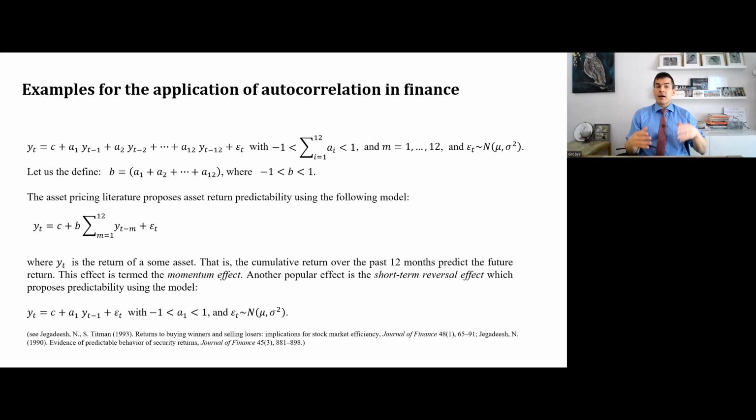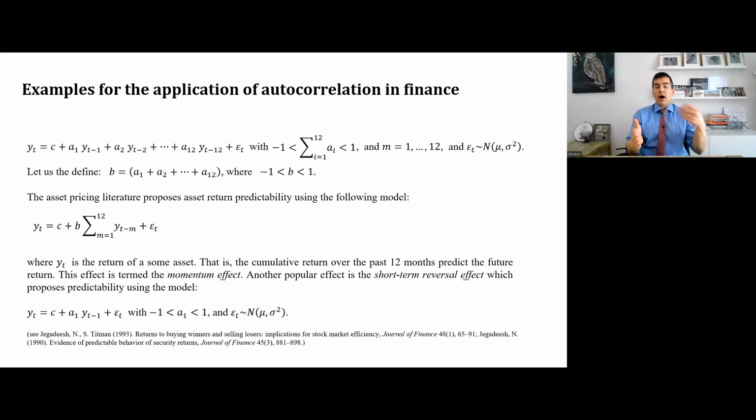Let's define the parameter b, and this is just the sum of the autoregressive parameters a1 plus a2 and so on until plus a12. And again, the absolute amount of the parameter b needs to be smaller than 1. In the asset pricing literature, there is a model proposed for return predictability, and this is what you see here: y_t equal to a constant, modeled here as c, plus this parameter b times the sum of the lags of itself.